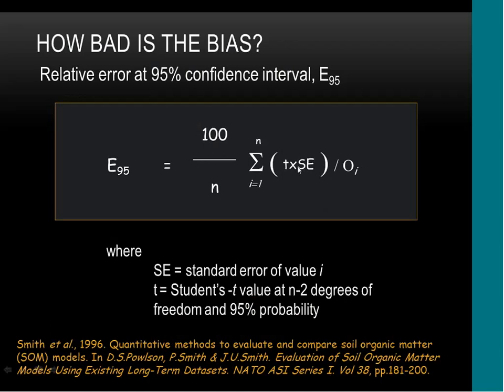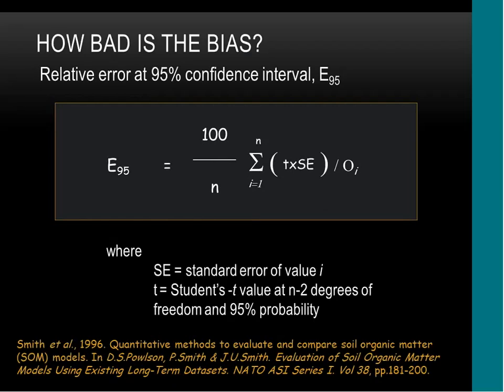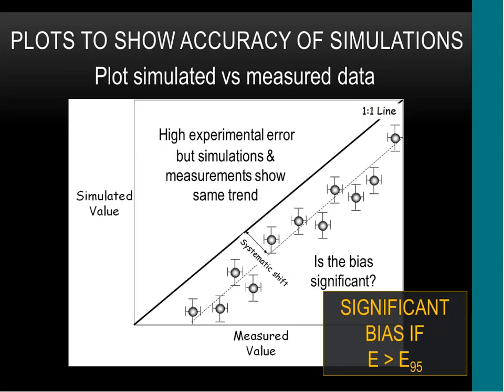If we know the standard error of the measurements, we can use the T statistic and the standard error of the measurements to calculate a 95% confidence interval. And we can compare our E value, that's the relative error, E, we can compare that to the 95% confidence interval for that relative error. And if it's within those values, then the model is performing acceptably. If it's outside those values, then there is a significant bias, which is not good, obviously, for the model.